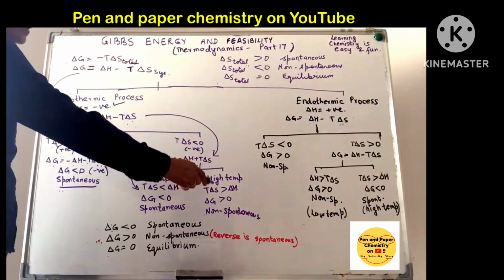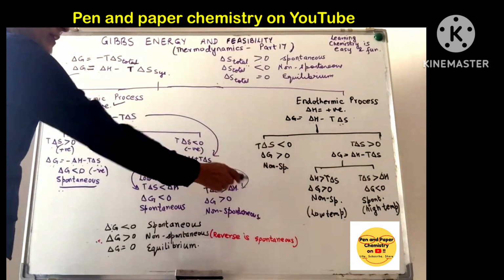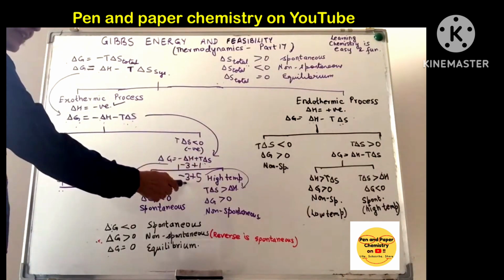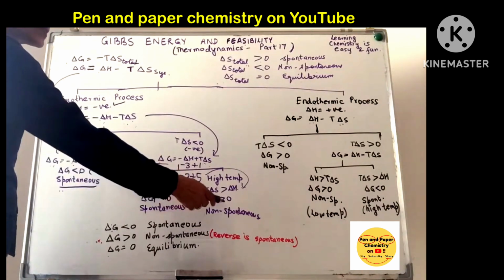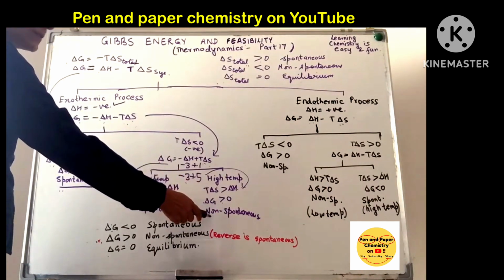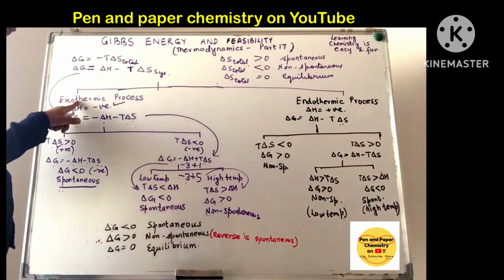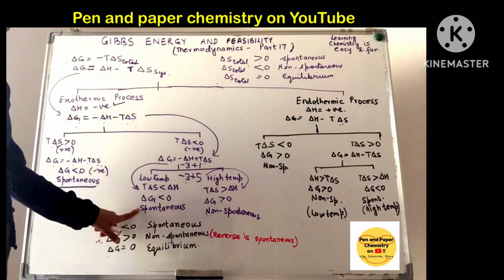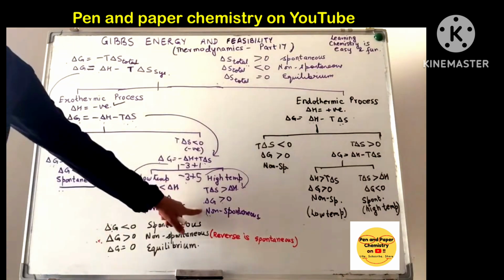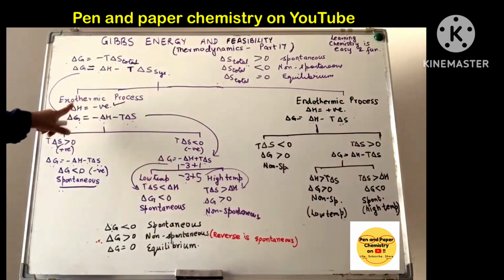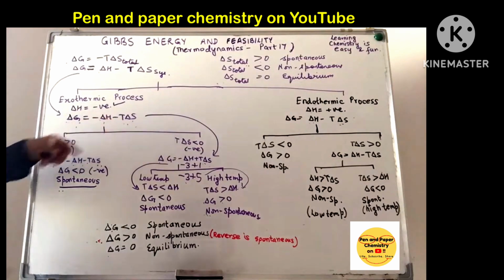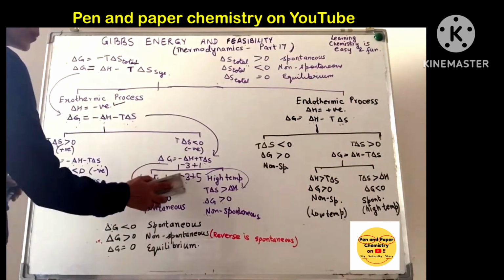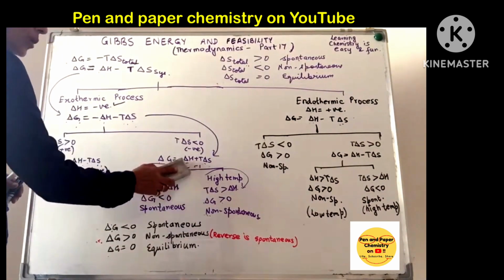The other is if I have high temperature, because of which the T delta S value becomes greater than delta H in terms of its numerical value. So my delta G becomes greater than 0. The process becomes non-spontaneous. We have an exothermic process which is spontaneous at low temperature, non-spontaneous at high temperature. So when we are talking about the feasibility of a process, temperature also plays a role in deciding whether the process is feasible or not.